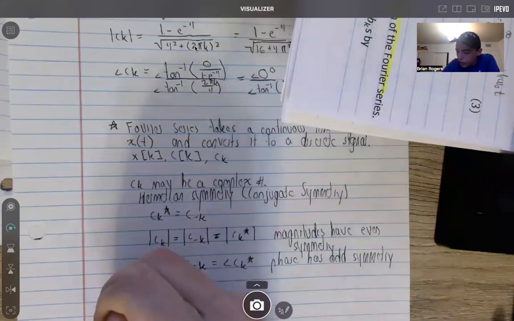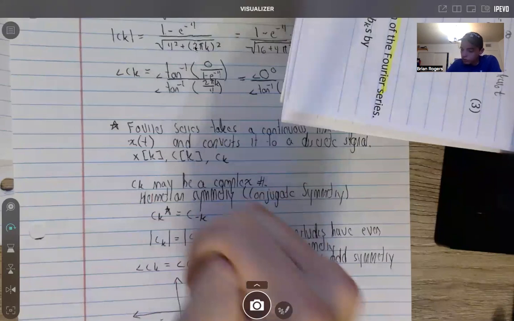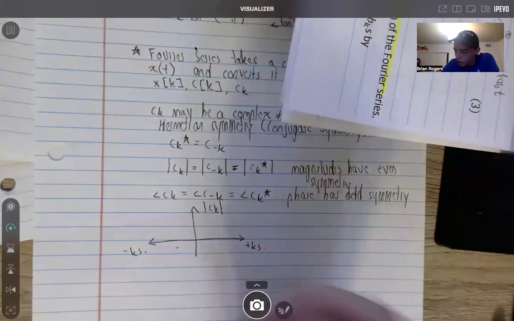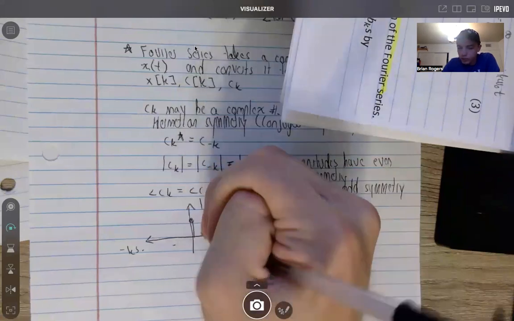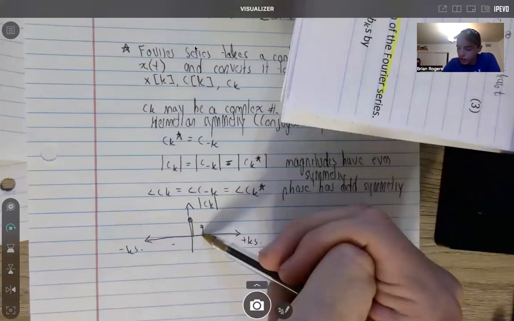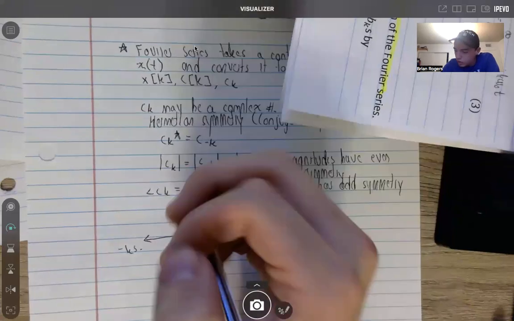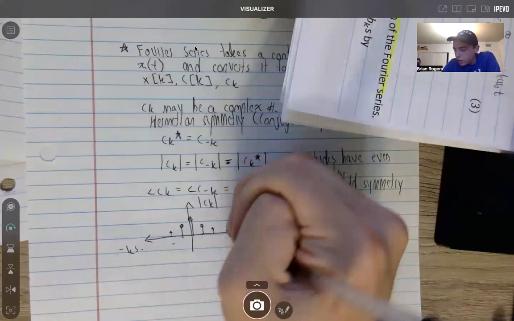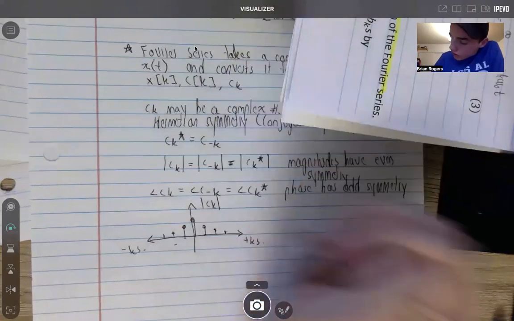And say you're graphing the magnitude of c of k. So the magnitude on this spectrum, on the positive side for the positive k, is going to equal the negative k's magnitude. And so it's symmetric, it's even. But the phases, what you're going to see is they're odd.